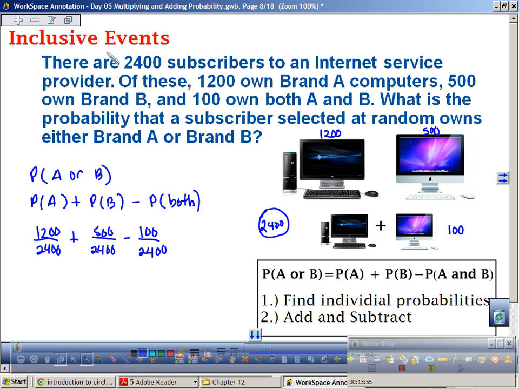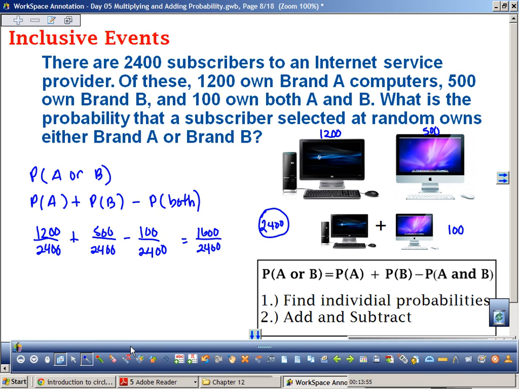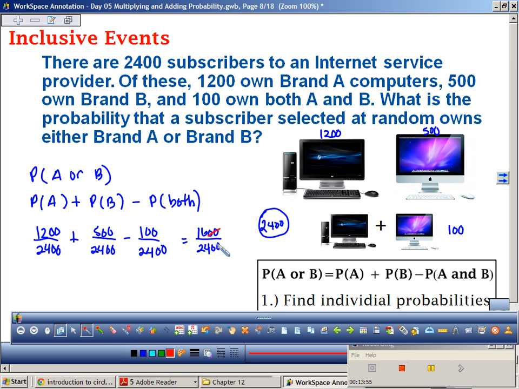So we call this an inclusive event because it involves where there's some overlap. This is pretty straightforward. So 1,200 plus 500 minus 100 is 1,600 over 2,400. Cancel those zeros. And I just have 16 over 24, which is 2/3, or 66.6%.